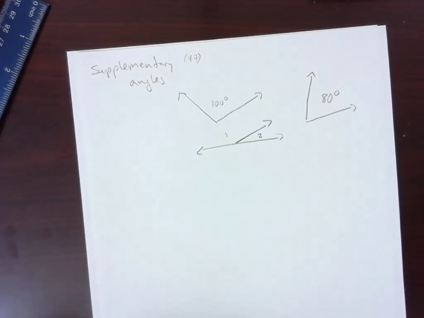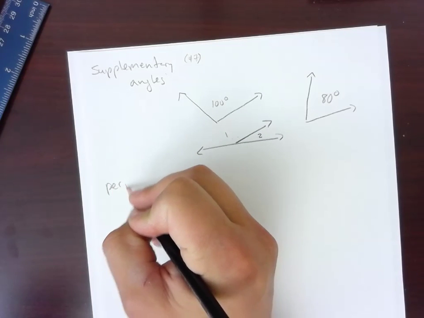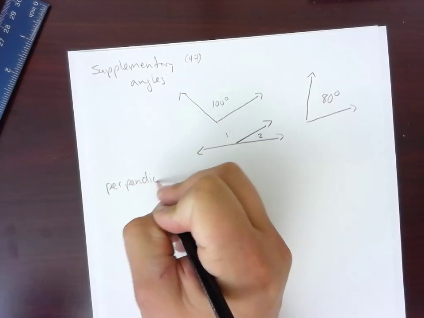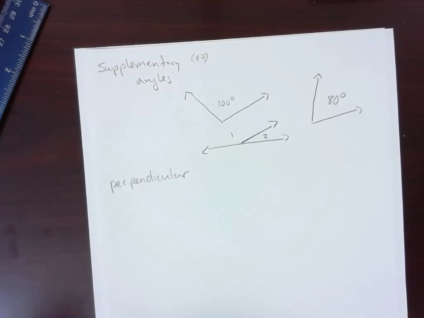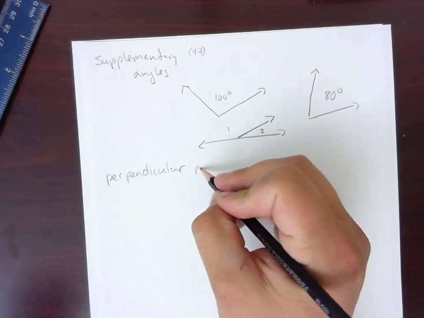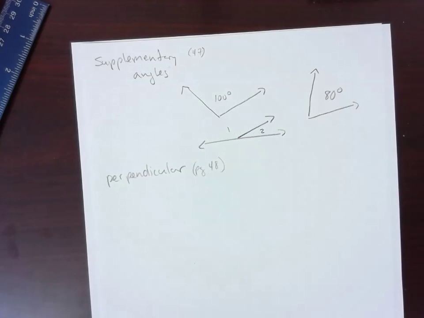Okay. And the last vocabulary term that I want to go over is perpendicular. Line segments or rays that form right angles are going to be perpendicular. And that definition is found at the bottom of page 48 for perpendicular. Perpendicular, it has to have some sort of intersection.